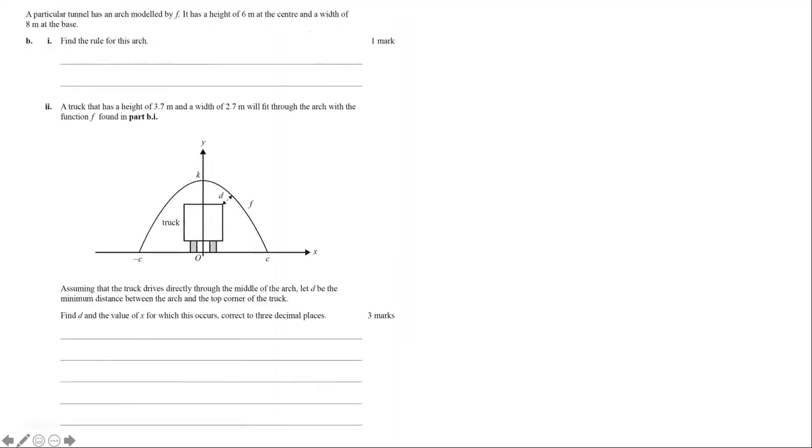A particular tunnel has an arc modeled by f. It has a height of 6 meters at the center, so my k value is 6, and a width of 8 meters at its base. If you notice the graph here, 8 meters is from here to here, so half of its length is the c value, so c is 4.